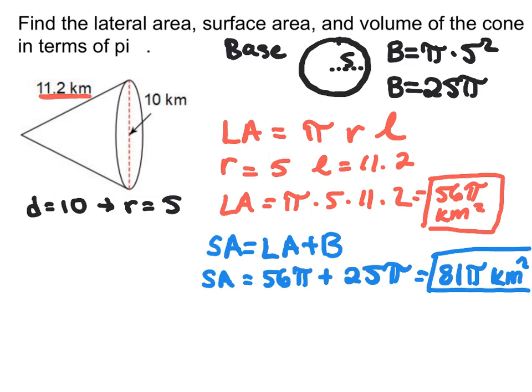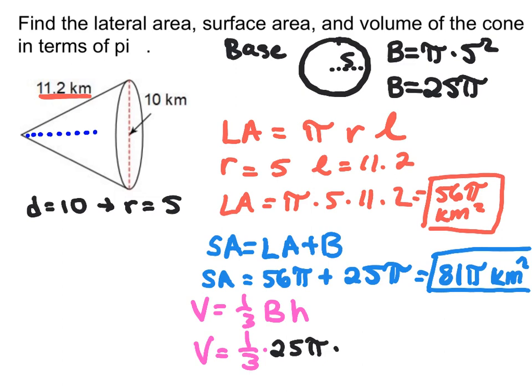Lastly, to find our volume, it is 1/3 the area of the base times the height. So volume is 1/3 times the area of the base, 25 pi, times the height, which we don't know at this time. However, we could calculate the height, because if I draw in the height, this is my height, and this is 5 and 5 because it's split in half.